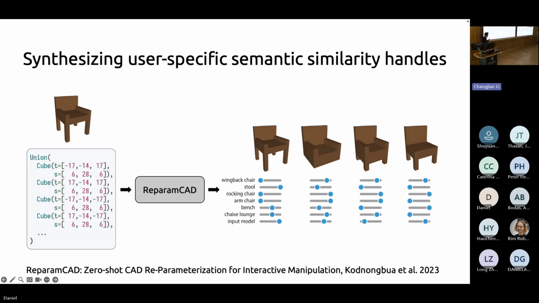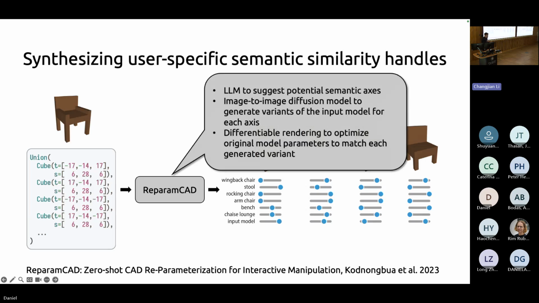I don't have time to get into the nitty-gritty of how it works, but basically, there's a large language model which suggests what semantic axes might be relevant for this shape. And this is something that in principle a user could also provide, or at least edit the outputs of the LLM. There's an image-to-image diffusion model, which takes a rendering of this input shape and tries to imagine what it would look like in the style of each of these different axes. And there's some differentiable rendering, which tries to optimize the low-level parameters of the original model to make it match those imagined renderings by the diffusion model. There's some more technical details to then convert those parameterizations into these sliders. You'll have to take a look at the paper for that, but that's the high-level idea.